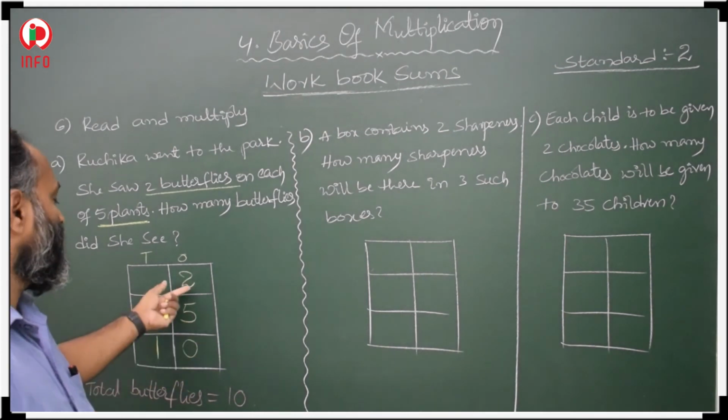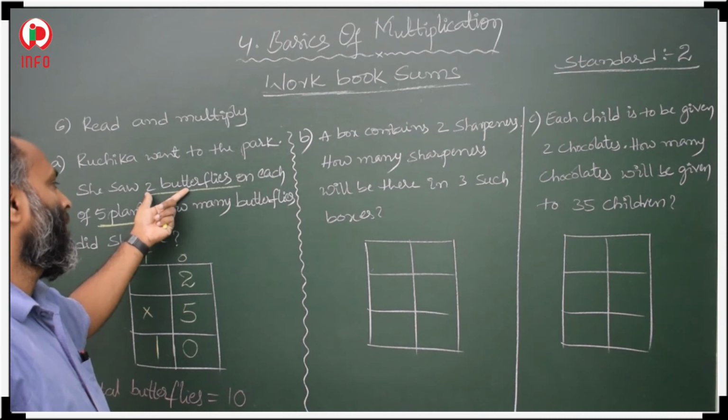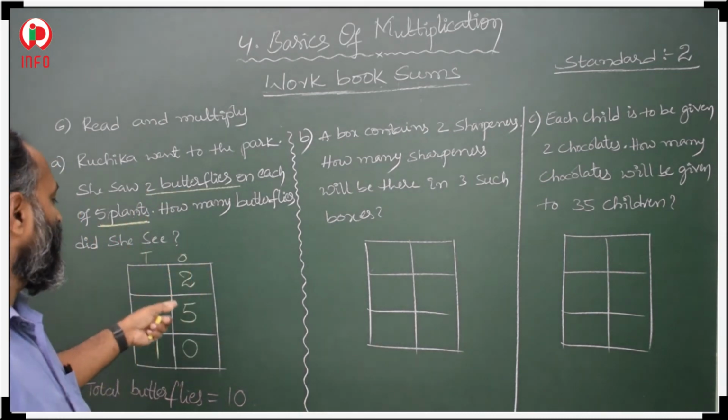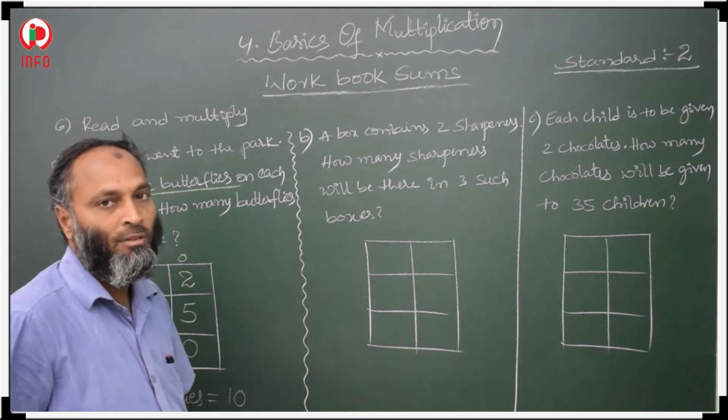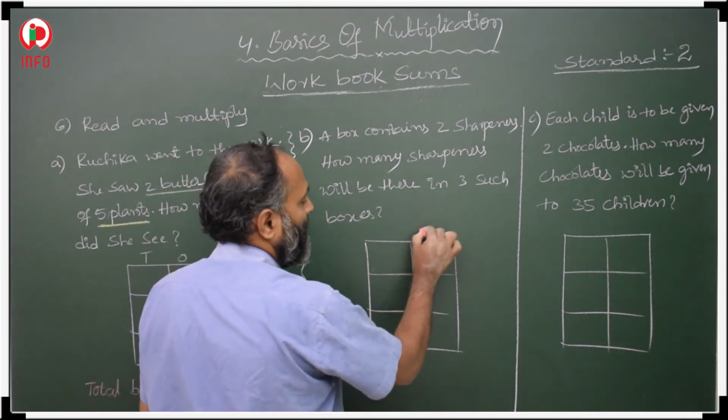Okay. So how many butterflies on each flower? 2 butterflies. Total plants, 5 plants. Then number of butterflies, 5 2s are 10. So these are the total number of butterflies. Here this is in ones place, this is in tens place.